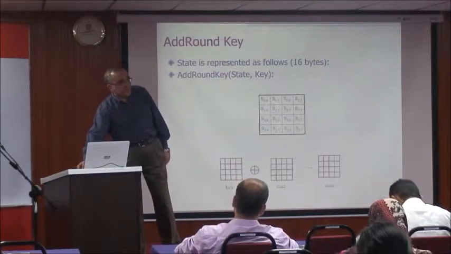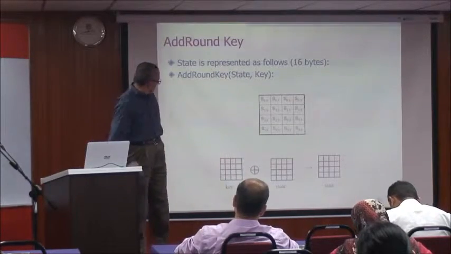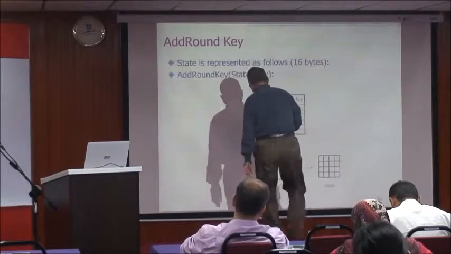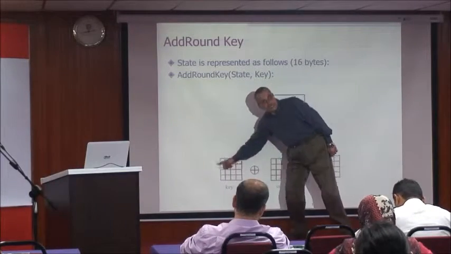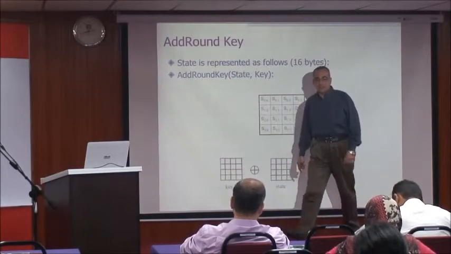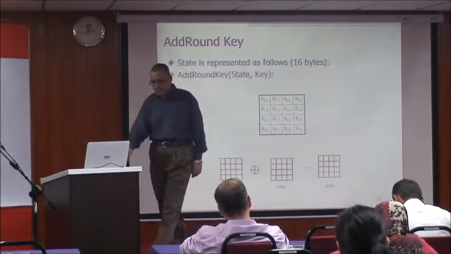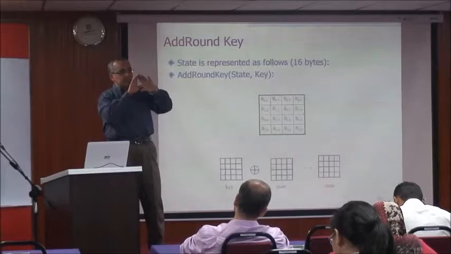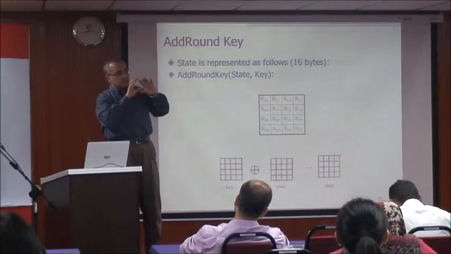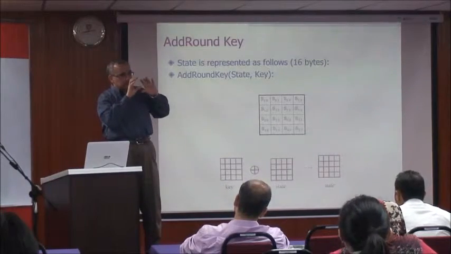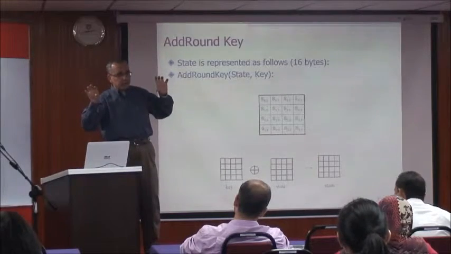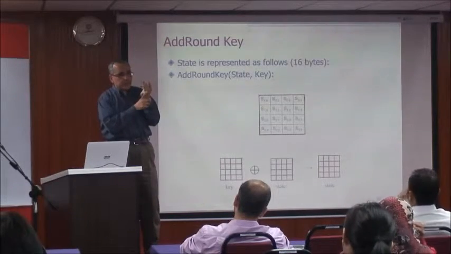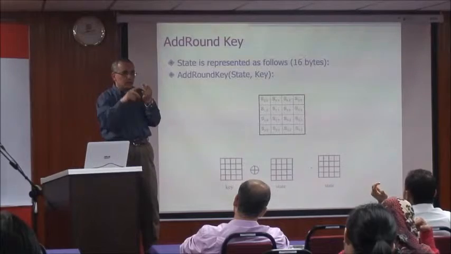And finally, the add key operation, which basically you take your state and you add the key bits to it. So again, all you have to remember is that the main 3 operations in the round function of AES are the byte sub operation, then shift row, and then mix column.